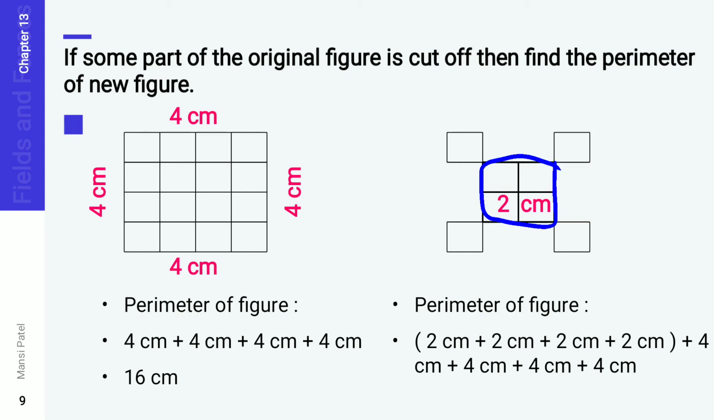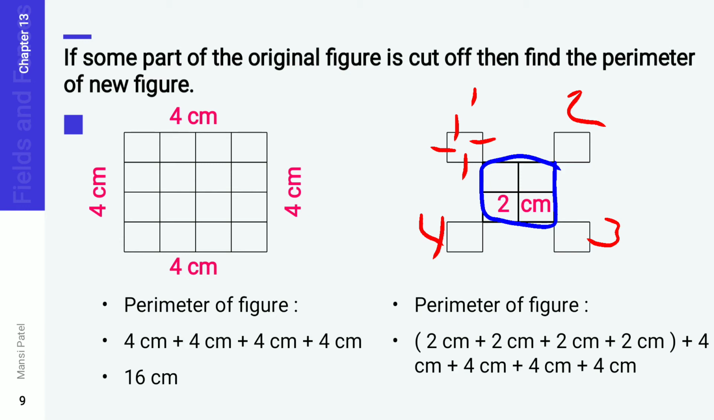Now you want to add how many sides? 1, 2, 3 and 4. 4 centimeter you have to add 1 time, 2 times, 3 times and 4 times. Why? Because there are 4 different squares. Therefore we are just adding this 4 centimeter 4 times.